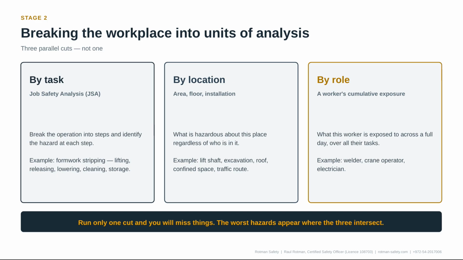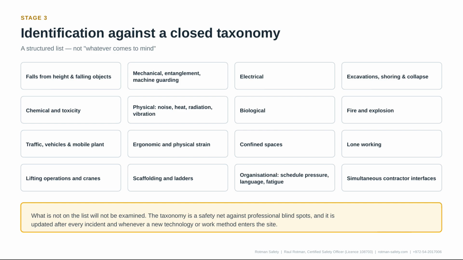With the information in hand, we break the workplace into units of analysis using 3 parallel cuts. The first is by task, job safety analysis. Break the operation into steps and identify the hazard at each step. The second is by location, a shaft, an excavation, a roof, a confined space, a traffic route. What is dangerous about this place regardless of who is standing in it? And the third is by role. What is this worker exposed to across a full day over all their tasks? A welder, a crane operator, an electrician.